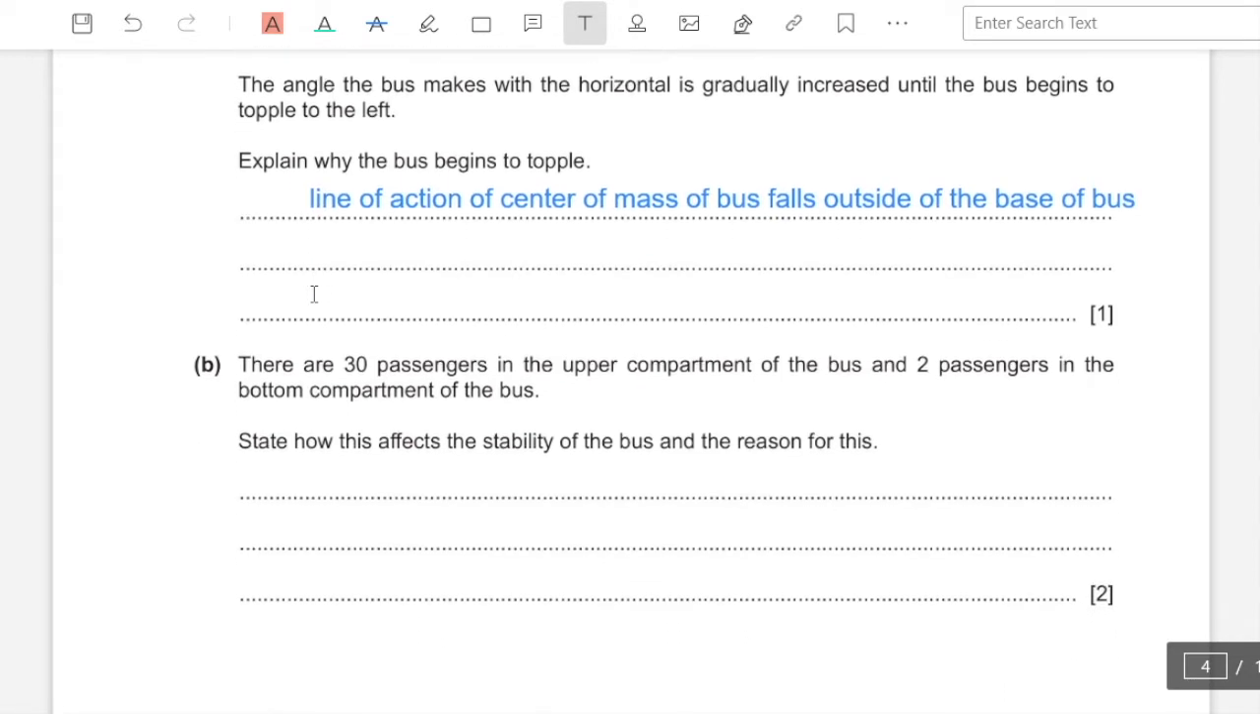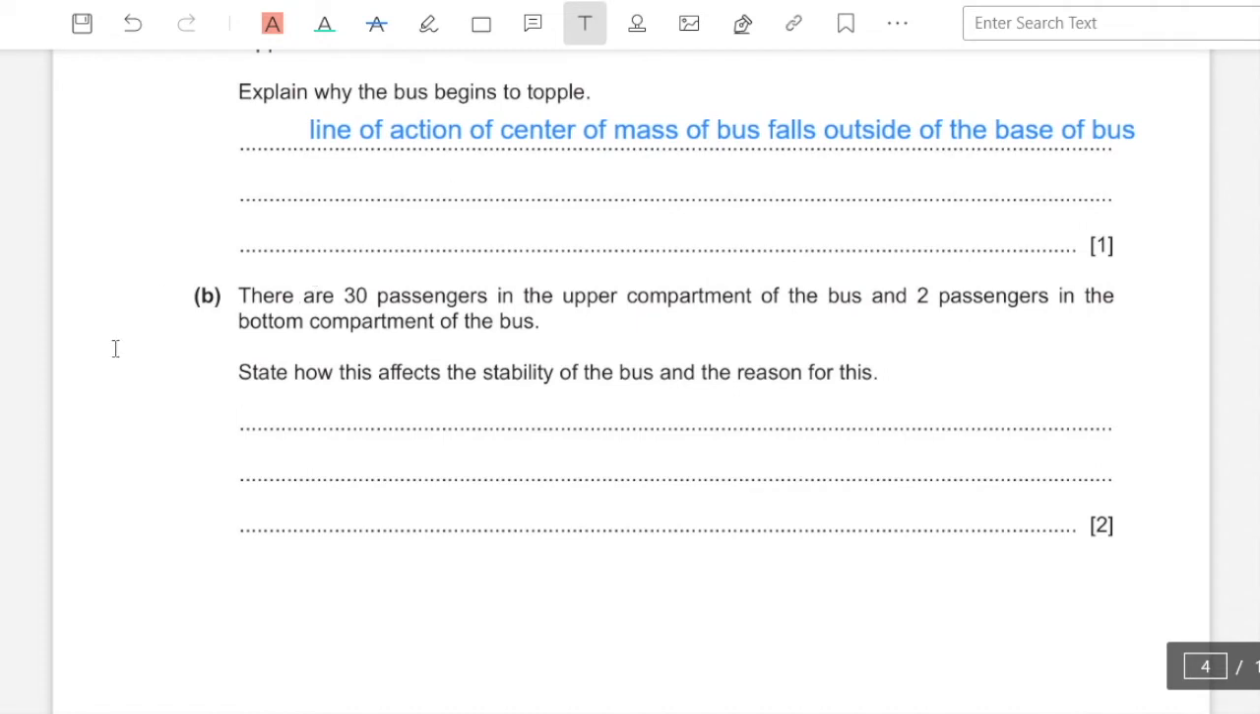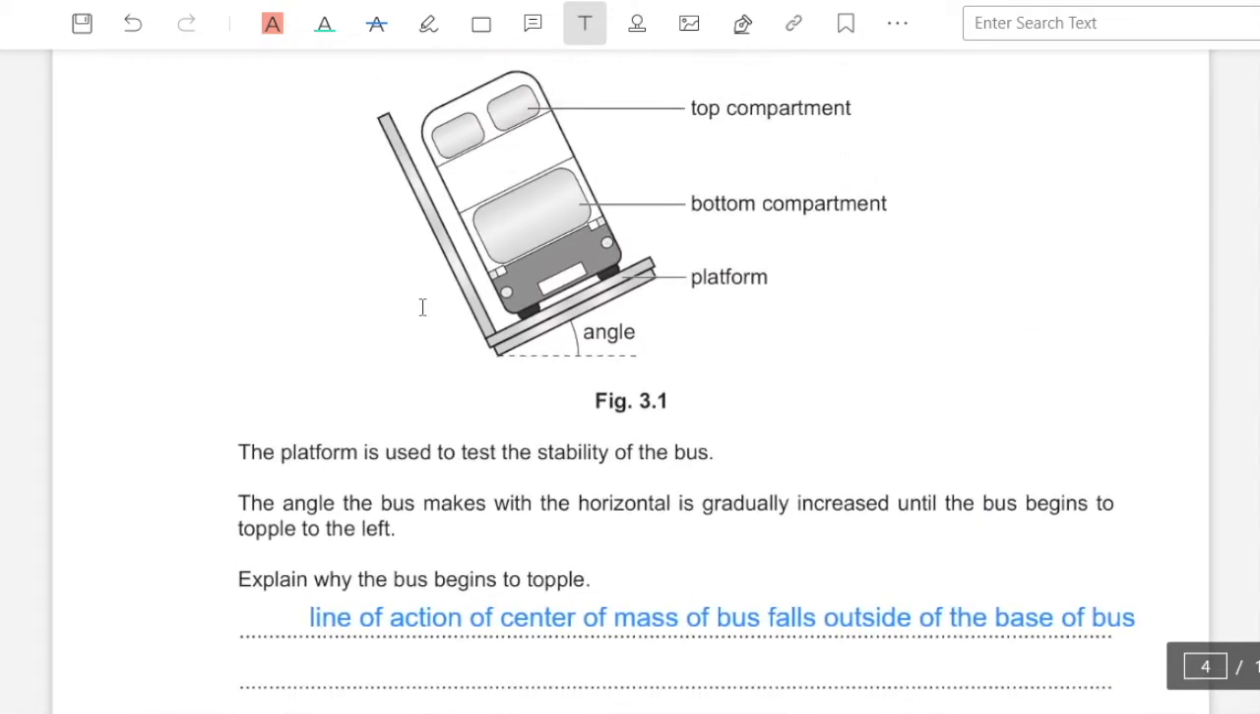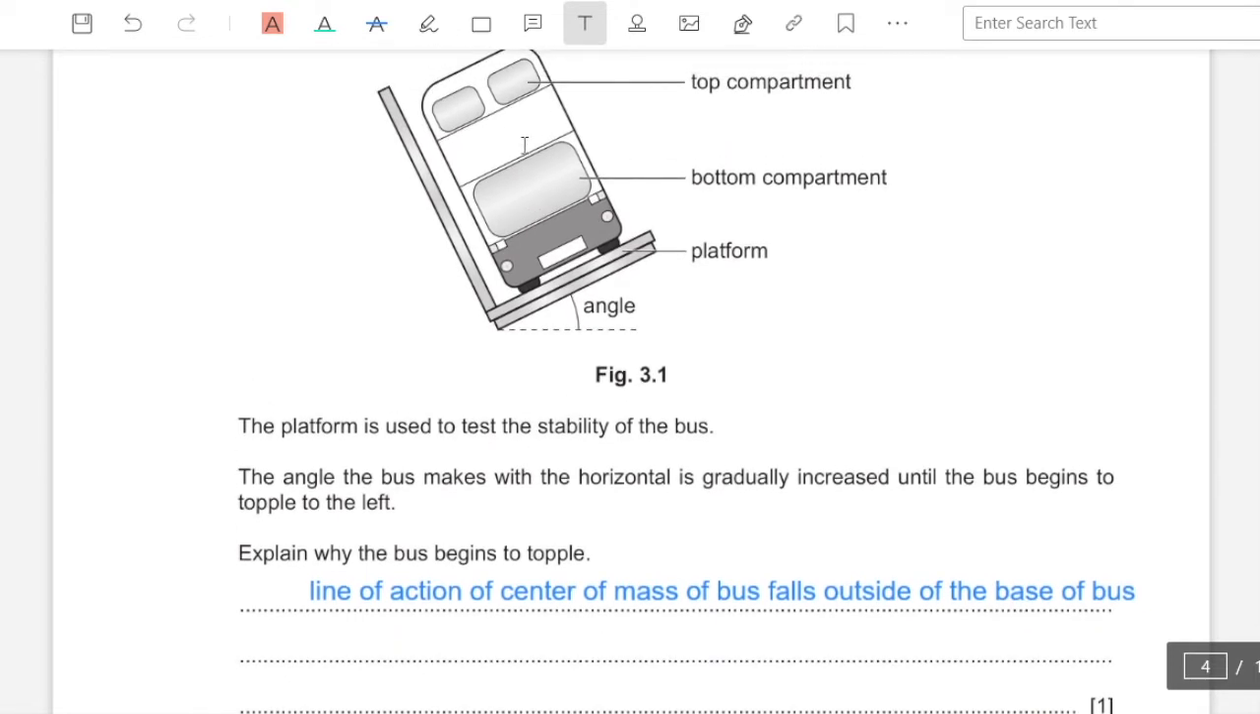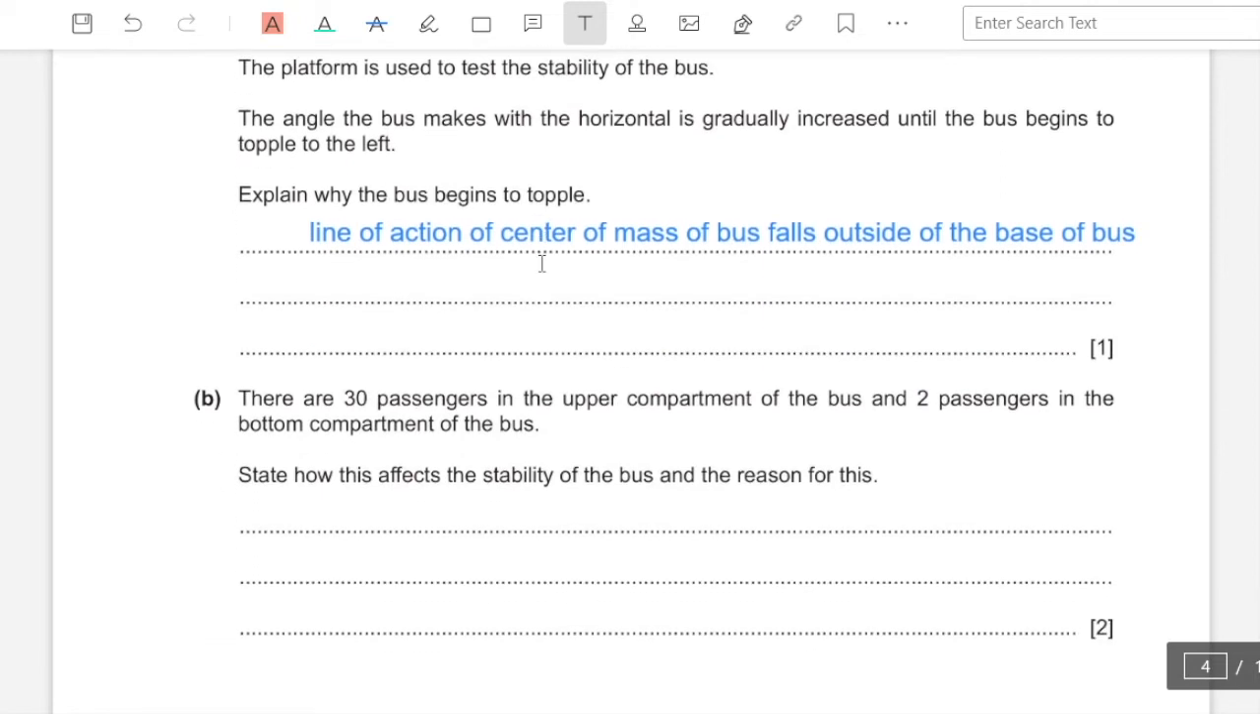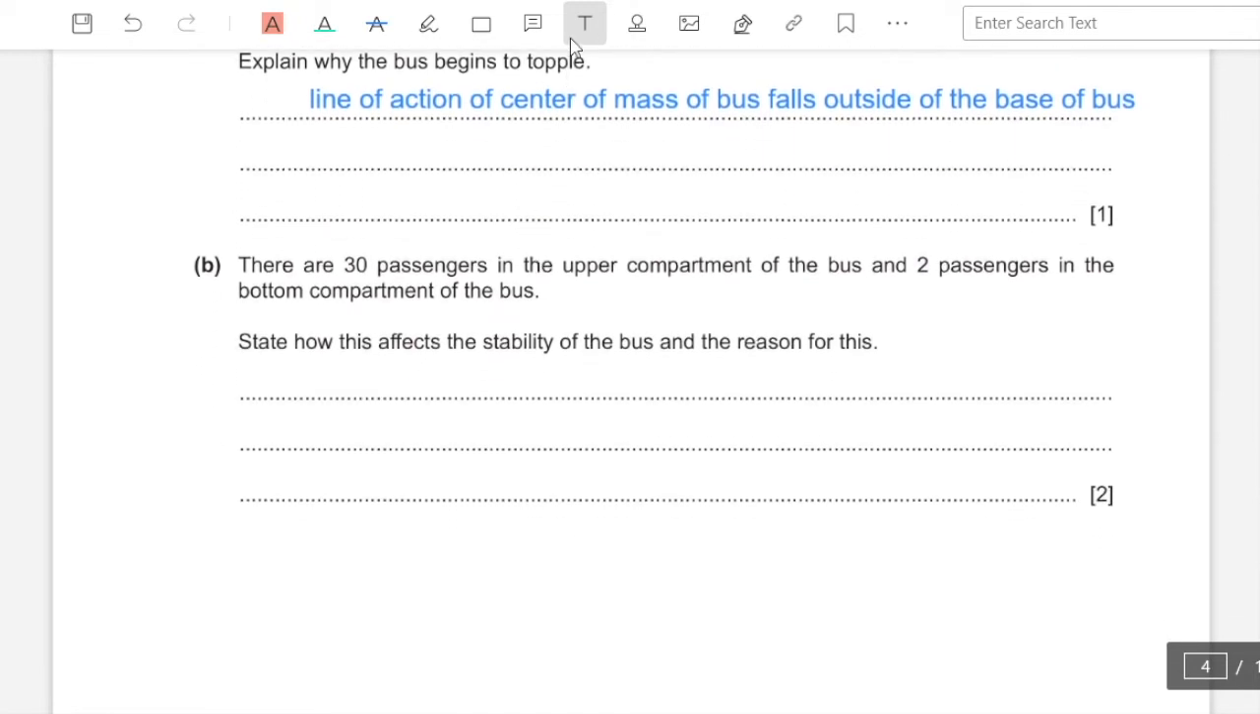B. There are 30 passengers in the upper compartment of the bus and 2 passengers in the bottom compartment of the bus. State how this affects the stability of the bus and the reason for this. So, having more passengers in the upper compartment raises the center of mass, and so it makes it more likely that the line of action of center of mass is out of the base of the bus, and that is why its stability decreases.